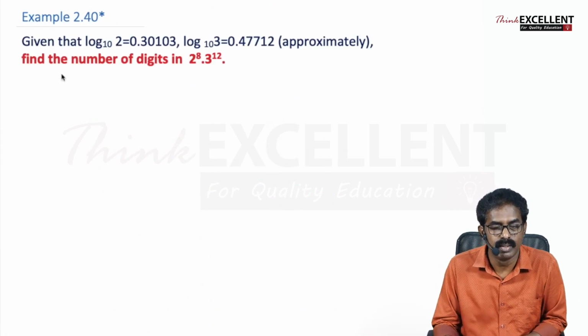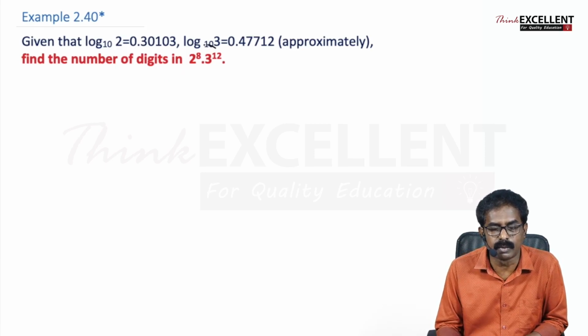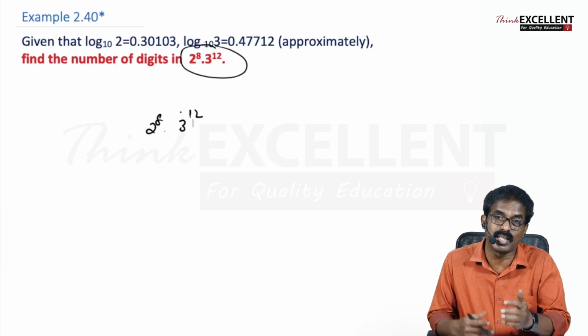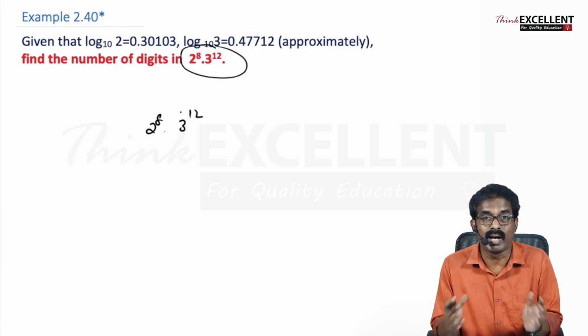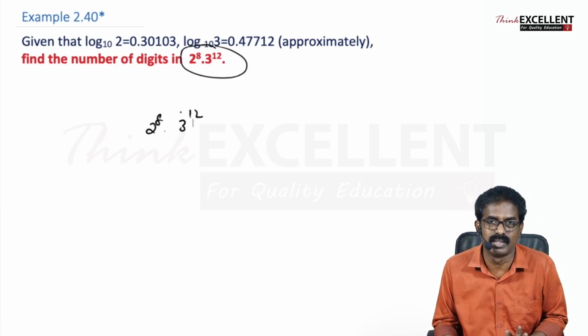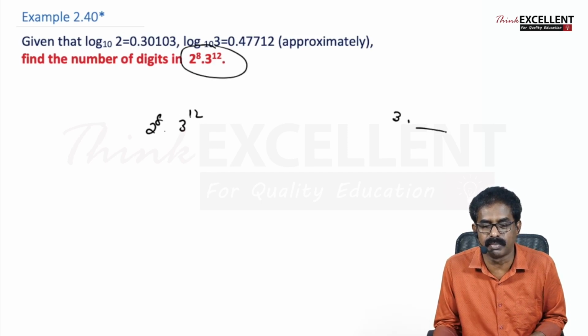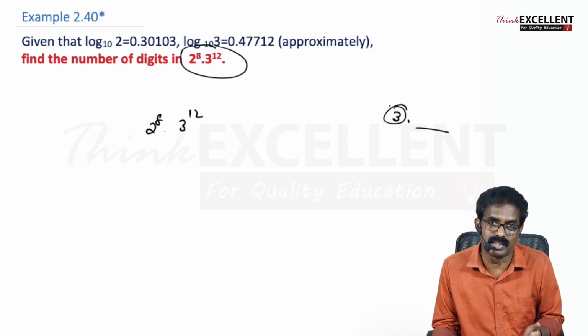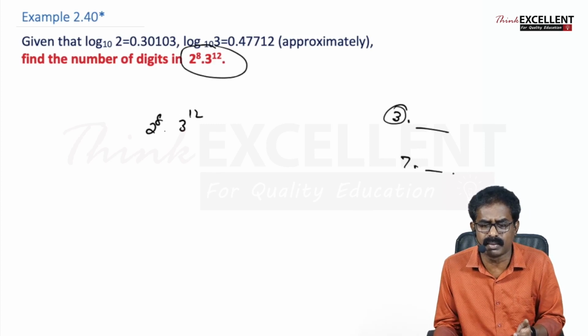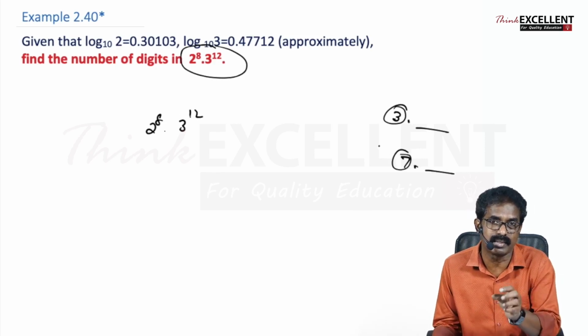Look at the last question. Given log 2 and log 3 values, find the number of digits in this expression: 2 raised to 8 into 3 raised to 12. 2 raised to 8 you can find, then 3 raised to 12, that too you have to multiply. The final answer, how many digits are there? Only that they asked. So how do we do it? We take the logarithm, then you find the characteristic. Suppose the characteristic is 3 point something. Characteristic is 3, you say there are 4 digits. Suppose it is 7 point something, then you say there are 8 digits. So characteristic plus 1 you have to do.